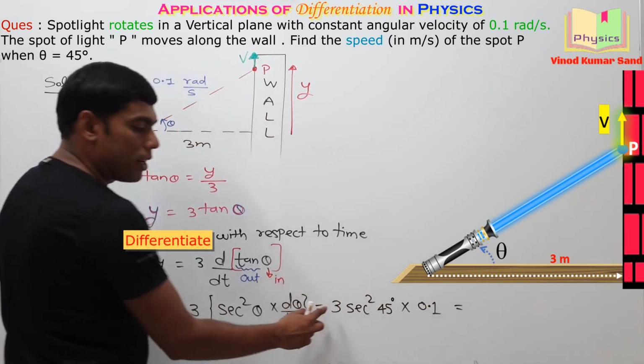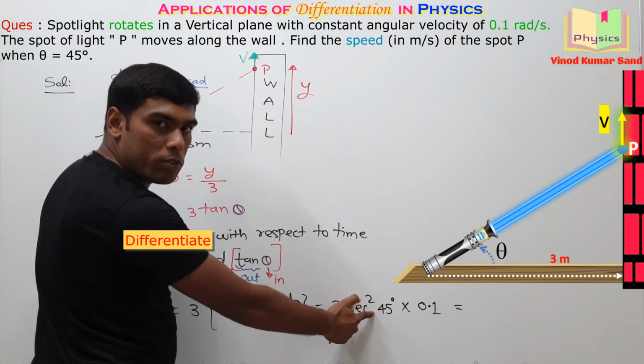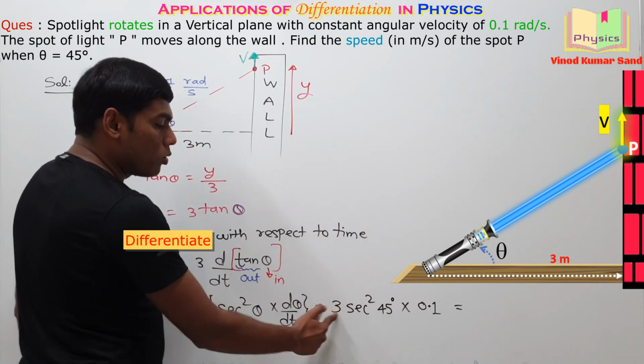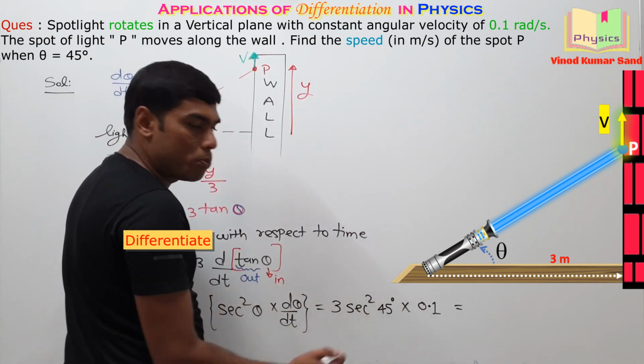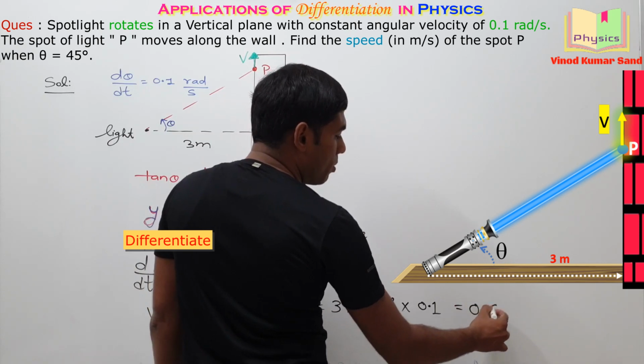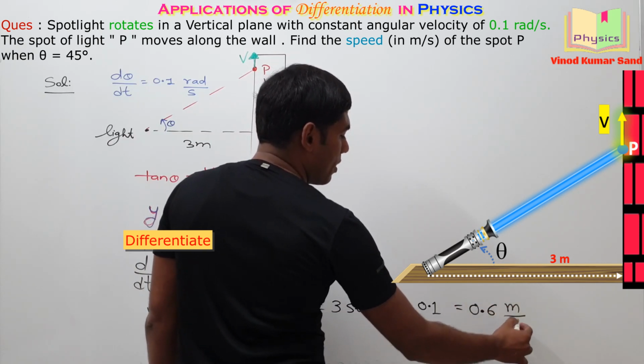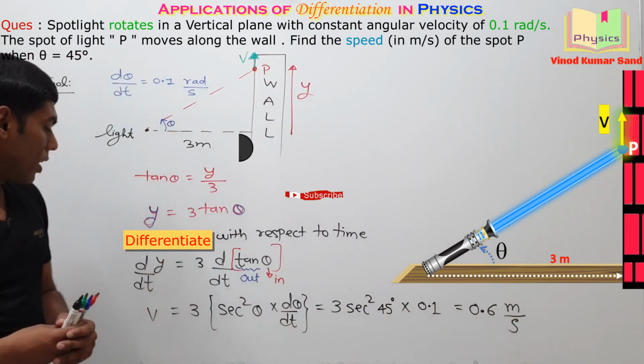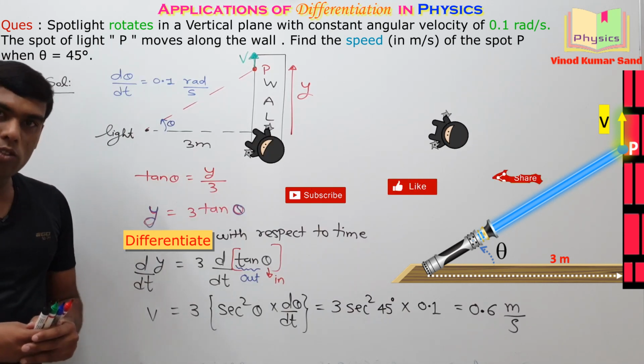And now we can do the final calculation. Secant square 45 degree will become 2. 2 into 3 is 6. 6 into 0.1. The answer must come out to be 0.6 meter per second. You can note it down. Then we'll be taking up the next good question.